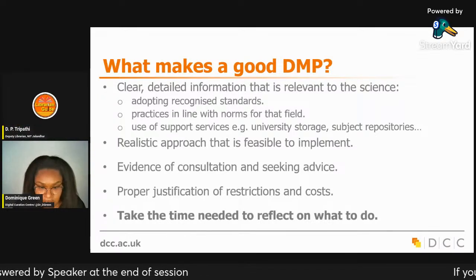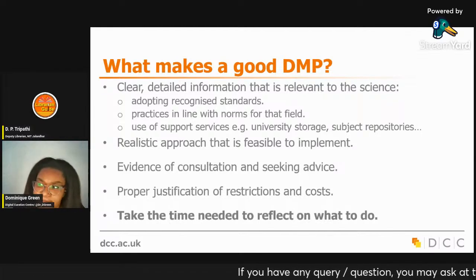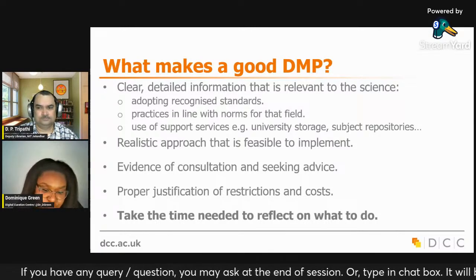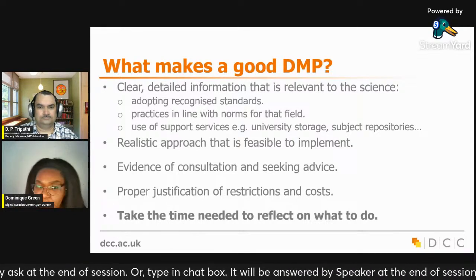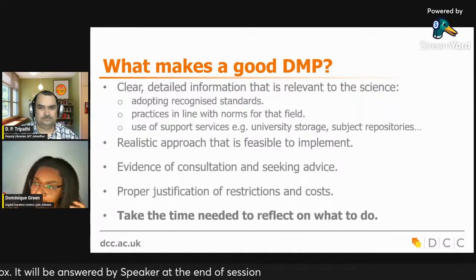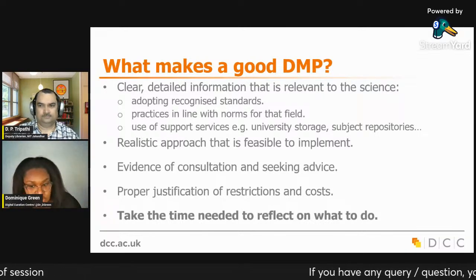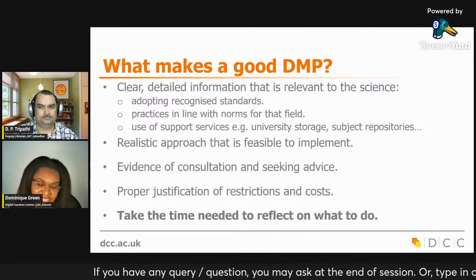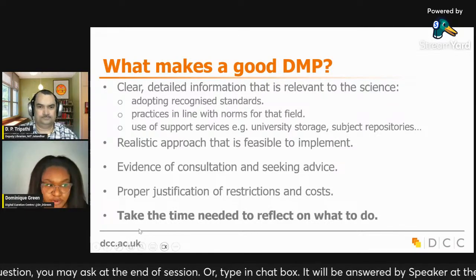And then finally, I think one of the key pieces of advice that we could give to researchers when they're making a data management plan is that they should take the time to reflect on what is being done and importantly, what can be done with the data management plan. Again, the data management plan is just that. It's a plan. So the project should show evidence that the time has been taken to reflect what the plan is for the research projects.